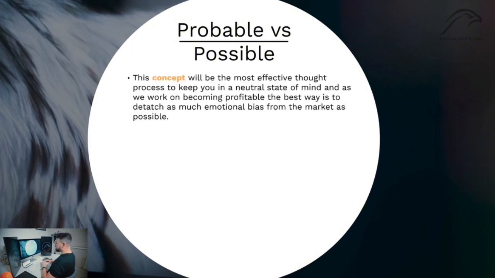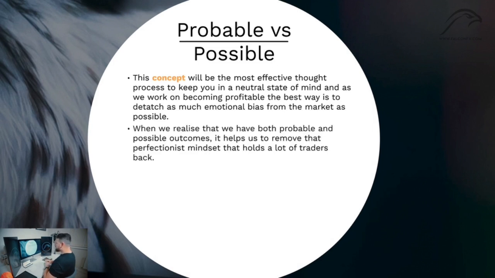Essentially, this concept will be one of the most effective thought processes to keep you in that more neutral state of mind as we work on becoming profitable. It's the best way to essentially detach as much emotional bias out of the market as possible. When we realize that we have both probable and possible outcomes, it helps us to remove that perfectionist mindset that holds a lot of traders back.